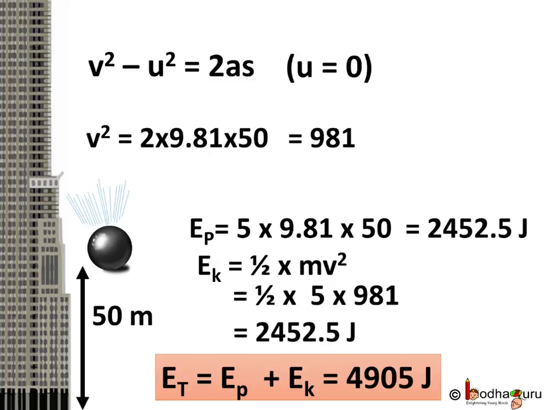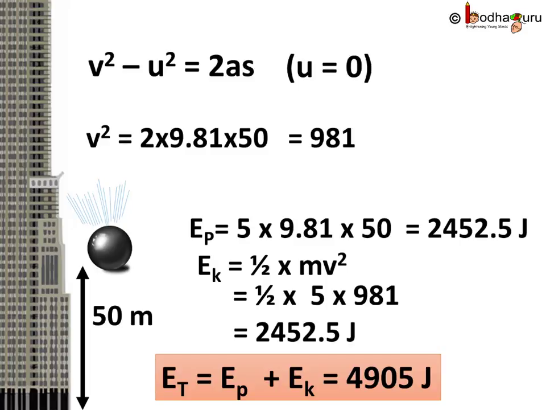So how to calculate kinetic energy? Now, if the body fell to 50 meters with acceleration g, which is equal to 9.81 meters per second square, then we can use the formula v square minus u square is equal to 2as, as we don't know the time here, and this is the third equation of motion. So here u is equal to 0 as the body was at rest initially.